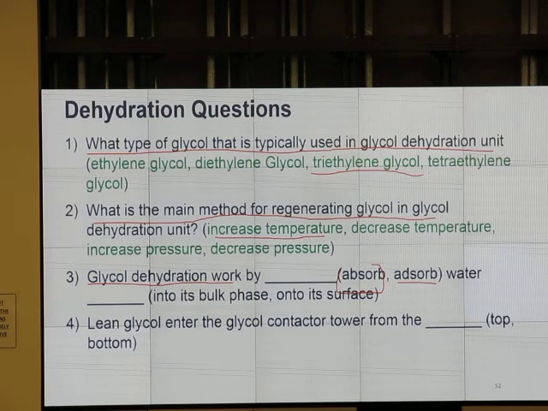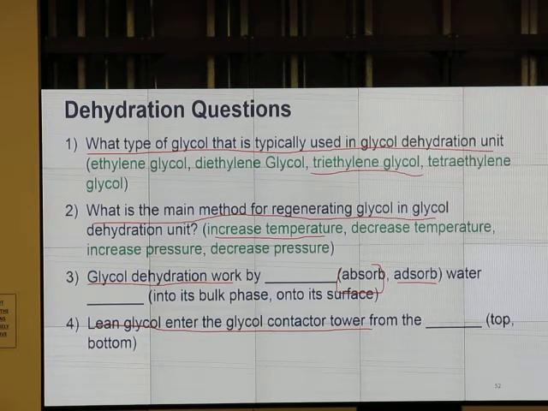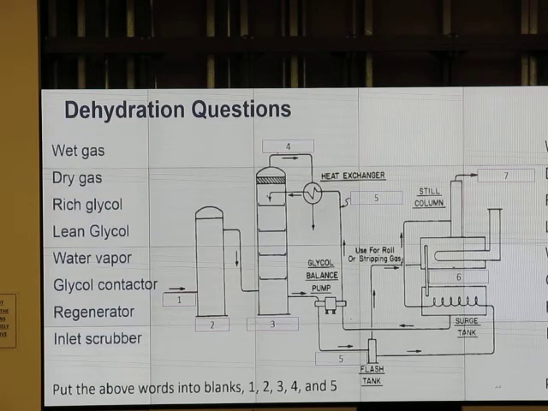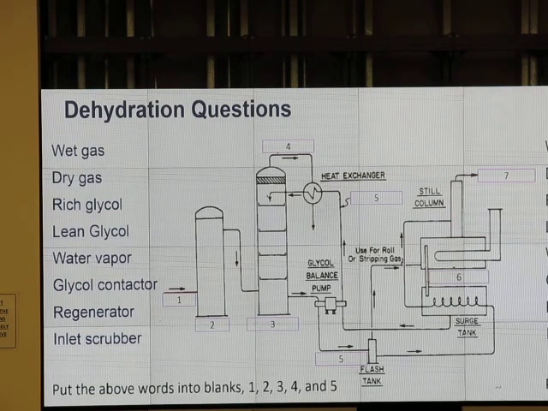Last one, lean glycol enters the glycol contact tower from the top or the bottom? Top. And you can do all this, right?